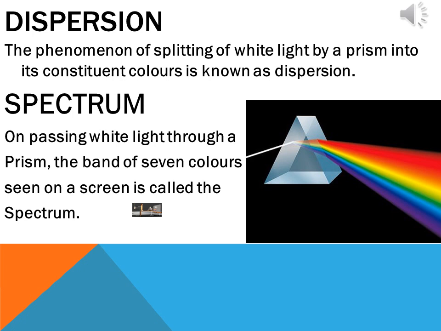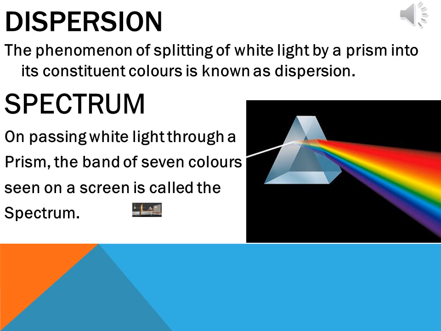The various colors seen are violet, indigo, blue, green, yellow, orange, and red. This phenomenon, the splitting of light into its component colors, is called dispersion of light. The band of the colored components of a light beam is called its spectrum. Why does this happen? The acronym VIBGYOR will help us to remember the sequence of colors.